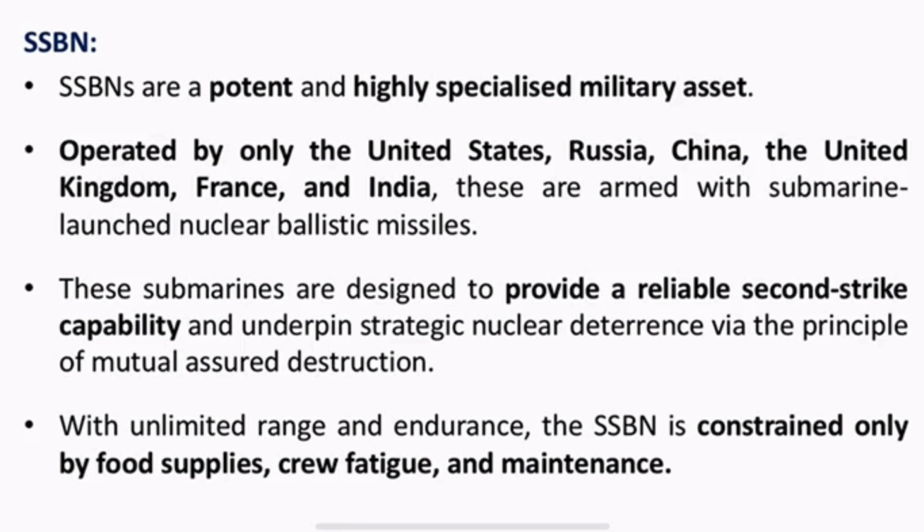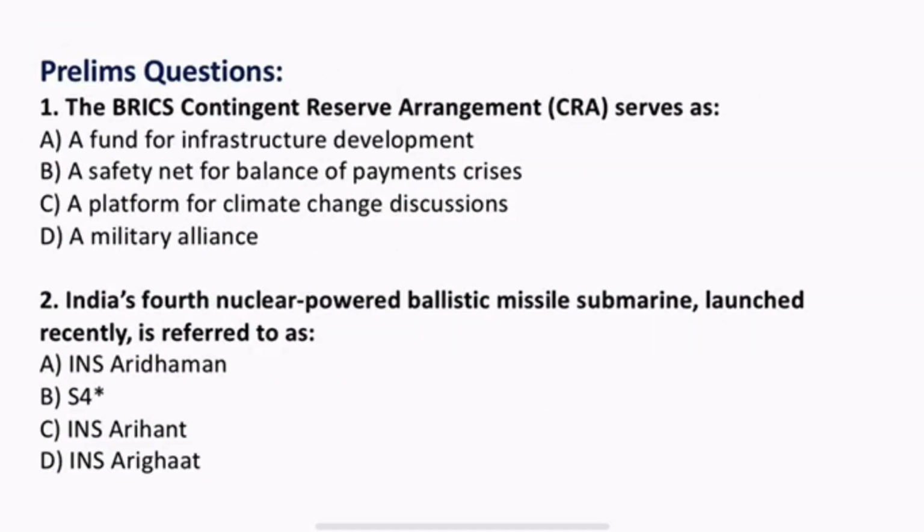SSBN is nothing but a highly specialized military asset, and it is operated only in a few countries, that is US, Russia, China, UK, France and India. These submarines are designed to provide reliable second strike capability. SSBN is constrained only by food supplies, crew fatigue and maintenance.